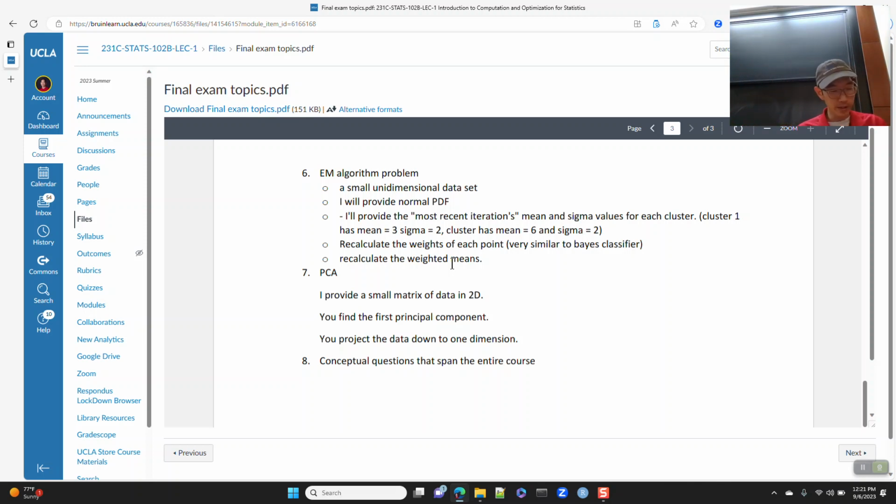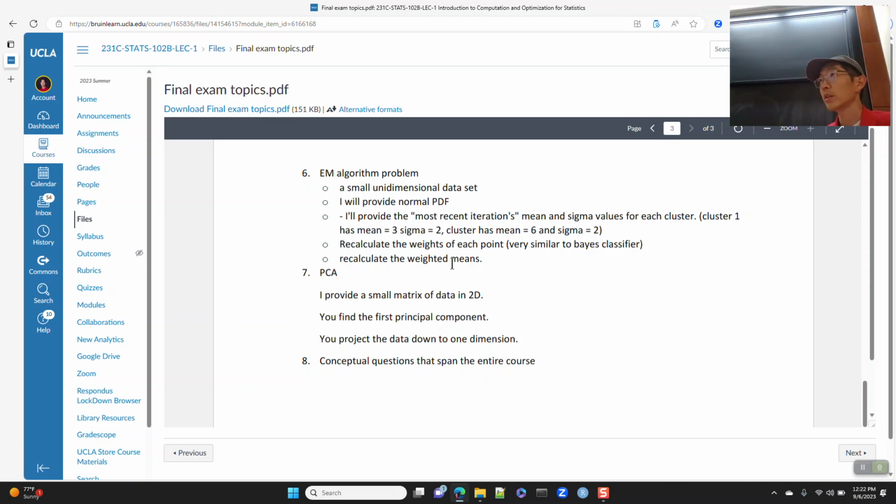Okay, and then similarly, there will also be PCA on the final exam, and I will provide you a small matrix in 2 dimensions, and you will try to do some dimension reduction to reduce it down to 1 dimension. And you will find the first principal component. So to do PCA, part of it is you will need to find the eigenvalues and eigenvectors of a 2 by 2 matrix. Okay, so that's part of the step of doing principal components analysis.